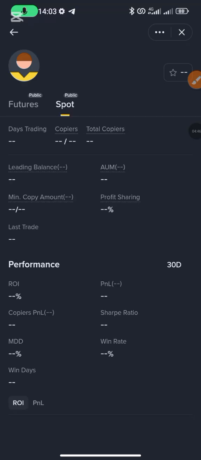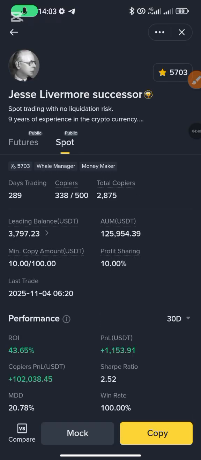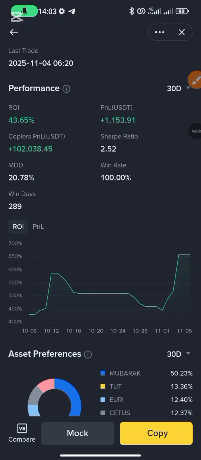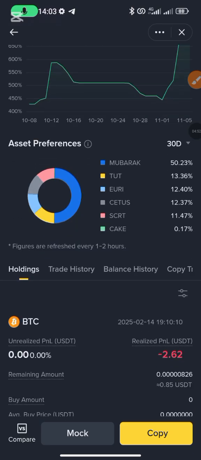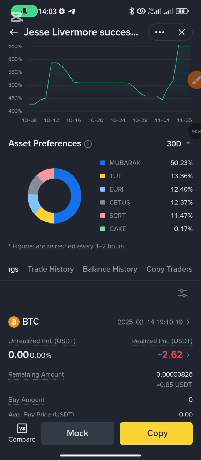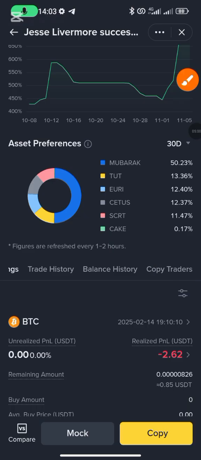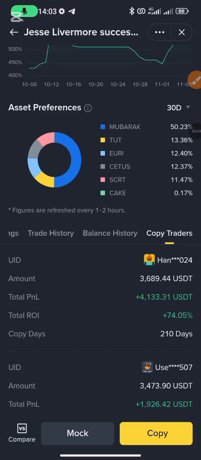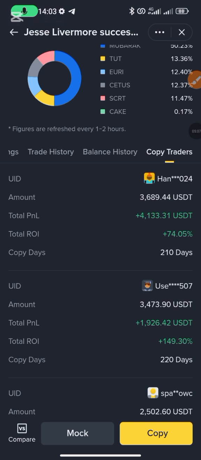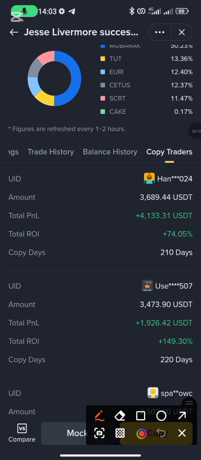All right, so when I click on this first person here, I want to see what he has been up to recently. So now this is his copy page. When I click down, I want to see what is currently copied. So when I scroll to the left and click on copy traders, I want to see what the copy traders have been making for a while now. When I click on this, you will see the last trades that he initiated, the people that copied this particular one made 74%, 149%, and so on.